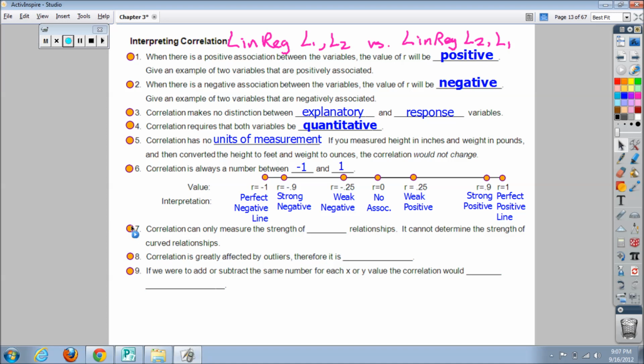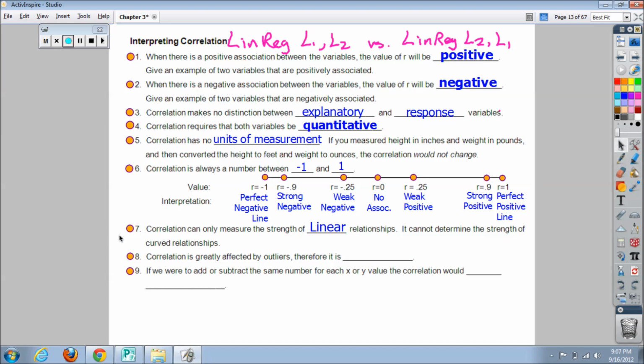Number 7, correlation can only measure the strength of linear relationships. It cannot determine the strength of curved relationships. We'll look at some examples down the road where something looks like a perfectly curved relationship, and when you calculate the correlation value, you're probably going to get something really close or exactly equal to 0, because these data points do not make a straight line. So expect a very low, by low I mean close to 0, correlation value.